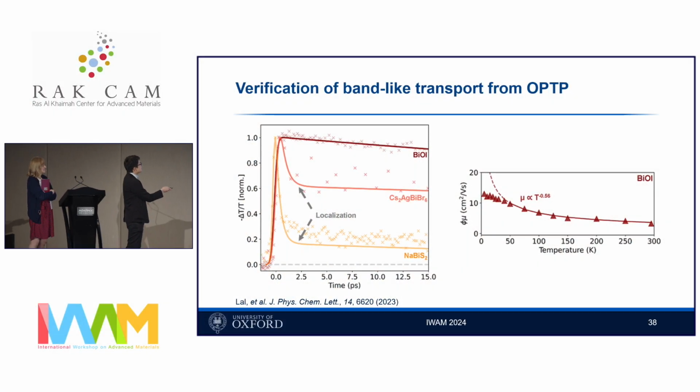So this is cesium silver bismuth bromide. You can see a rapid drop and then some free carriers, which are still present. With sodium bismuth sulfide, there are much larger drops and much stronger carrier localization in this material. But for bismuth oxyiodide, there's no rapid drop. So this is consistent with large polarons being present rather than small polarons. Another piece of evidence consistent with that is if we look at the mobility as a function of temperature, we see this drop decrease as temperature increases. So this is characteristic of large polarons.